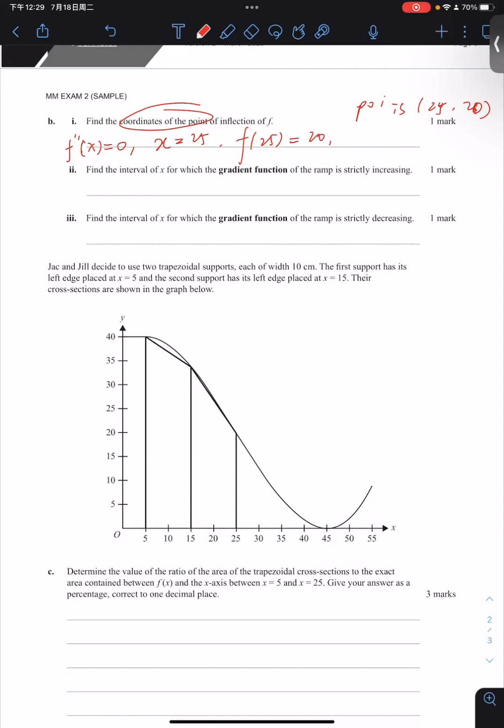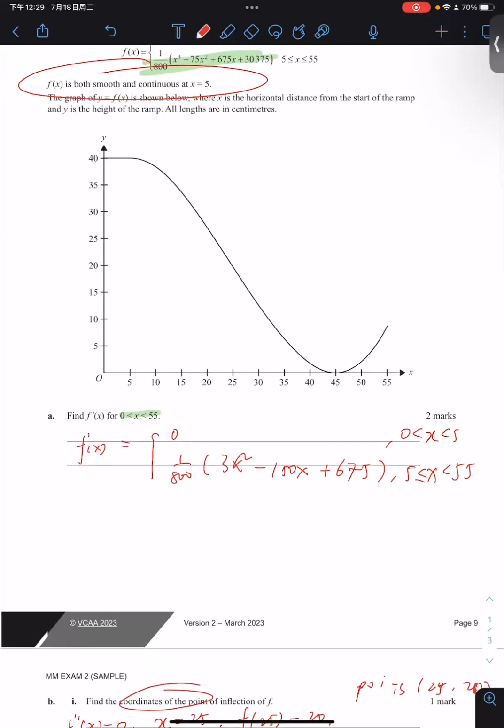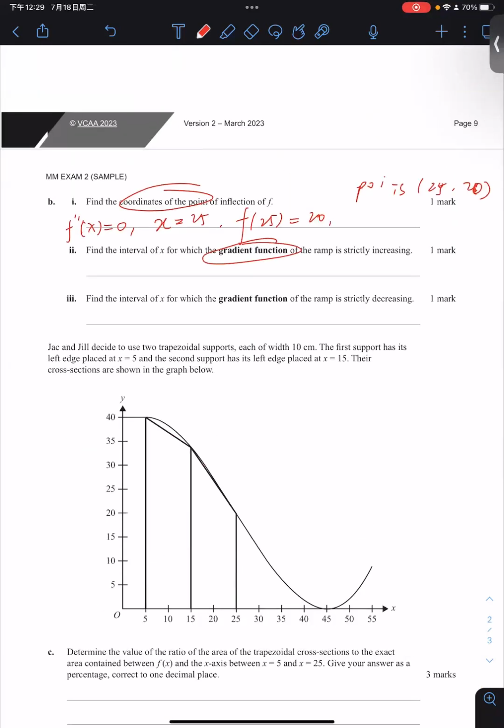Look, do not be too excited, all right? The question is asking for the strictly increasing for the gradient function. Look, the question even kindly highlighted the important term. So we are not looking for the original function. We are not looking for the f(x) where we are strictly increasing. We are looking for the derivative, the f dash x, strictly increasing.